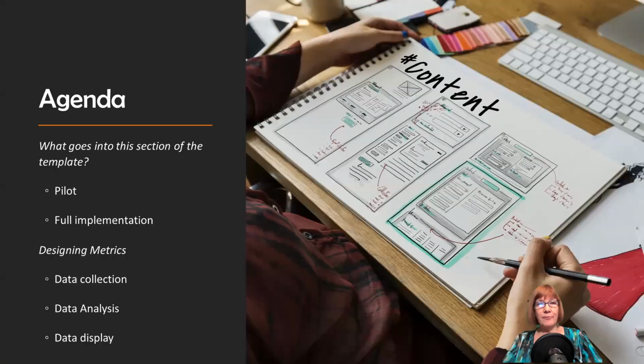So this is what we're going to be covering today. The first thing we're going to talk about is what goes into this chapter, what goes into this section of the template. And that is, it has two parts, the pilot and the full implementation. We'll talk about what each of those is. And then we're going to spend a little bit of time on how you design the metrics that you're going to use for your pilot and for your full implementation.